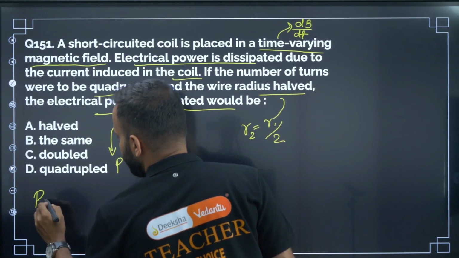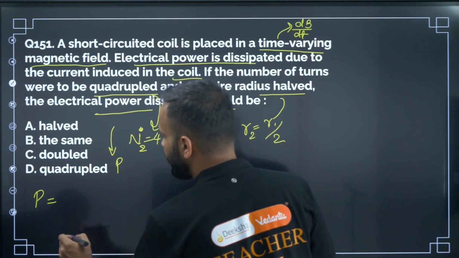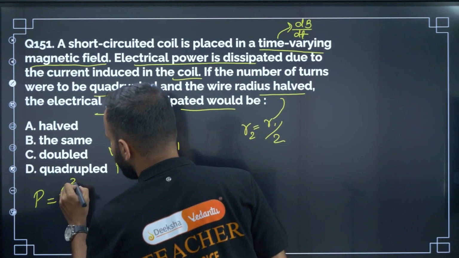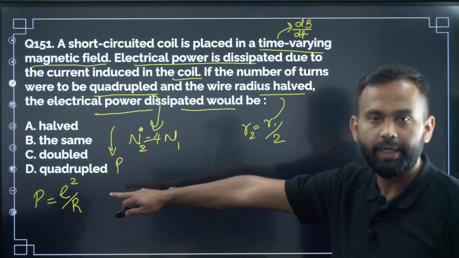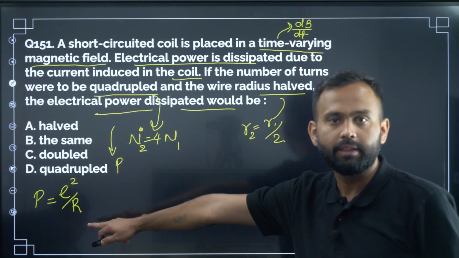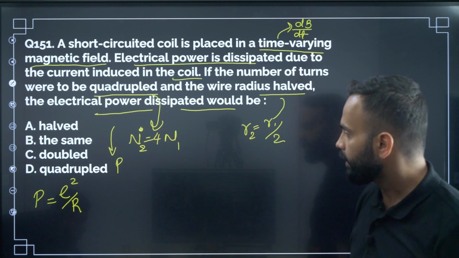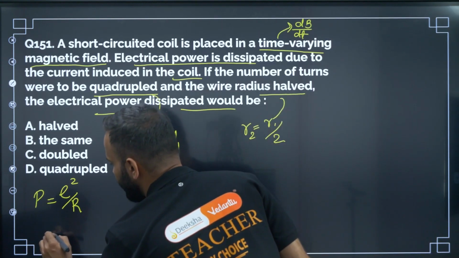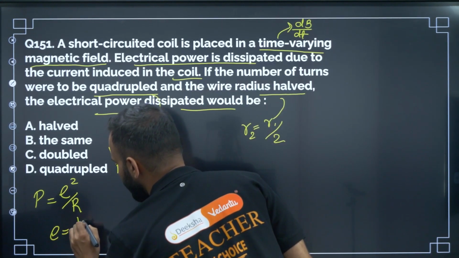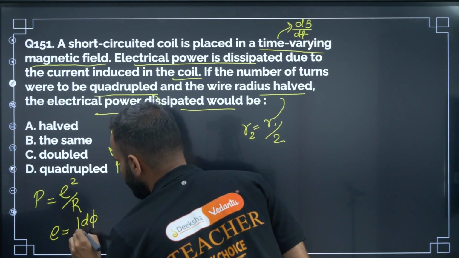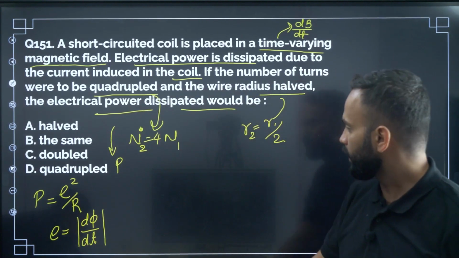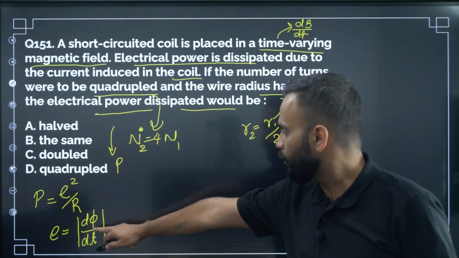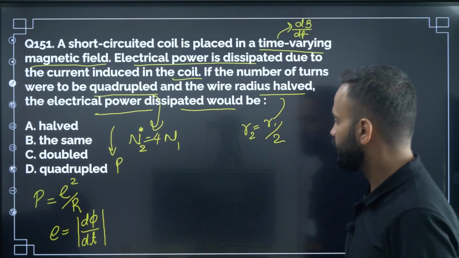So P, that is electrical power dissipated, P equal to E square divided by R. So what is E? E is induced EMF, okay? R is resistance of the coil. So what is induced EMF? Induced EMF is equal to rate of change of magnetic flux, right? Phi is magnetic flux, d phi is change in magnetic flux.